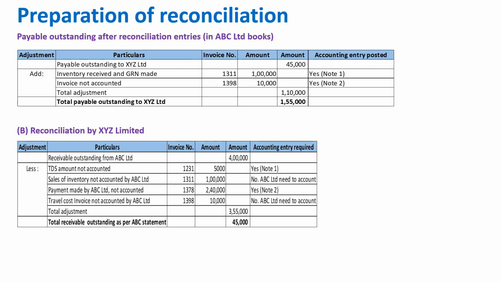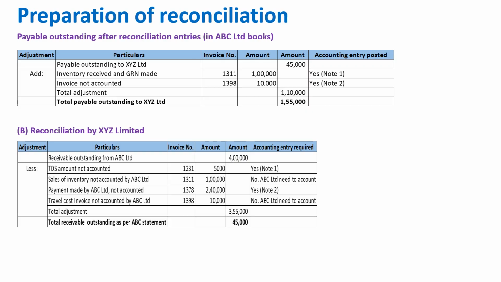So what is the total adjustment you have? 3 lakh 55,000, and the net receivable outstanding is 45,000 rupees. So this 45,000 rupees is reported by ABC. So you matched that 45 with your 45 reconciliation, and this is the reconciliation sheet you have prepared. Now the question is whether you need to post an entry for each line item.